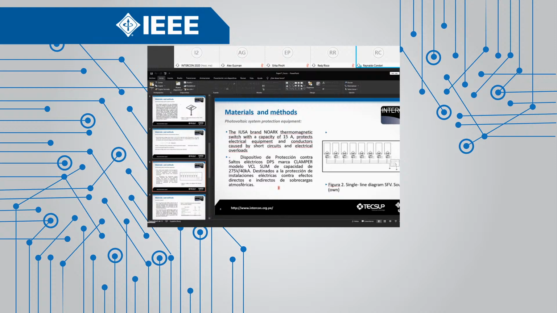The EUSA brand thermomagnetic switch with a capacity of 15 amperes protects the electrical equipment and conductors from short circuits and electrical overload. This is figure 2, the single-line diagram of the photovoltaic system.